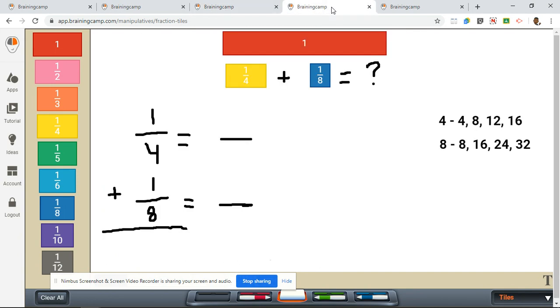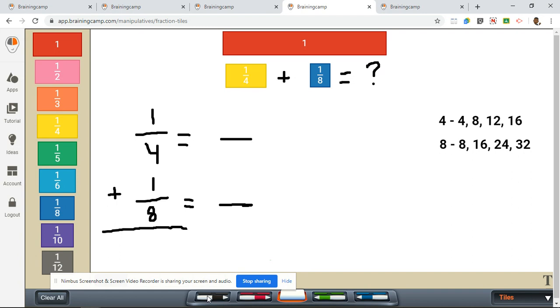I want you to go ahead and pause this video and practice these next two problems on your own. First, we have 1/4 plus 1/8. And I kind of started it off for you. I've listed the multiples on this side. And remember, you need the same denominator. So pause this video now and try to figure this out.